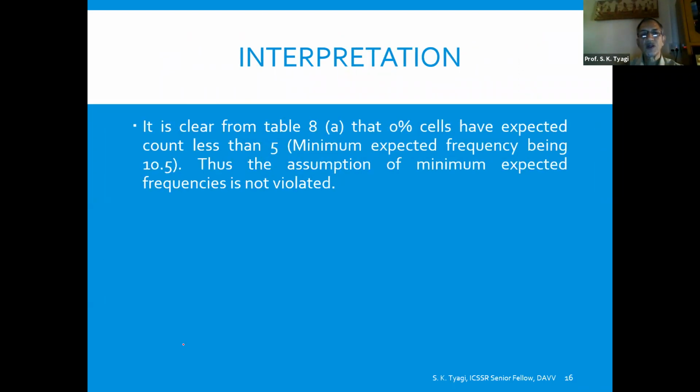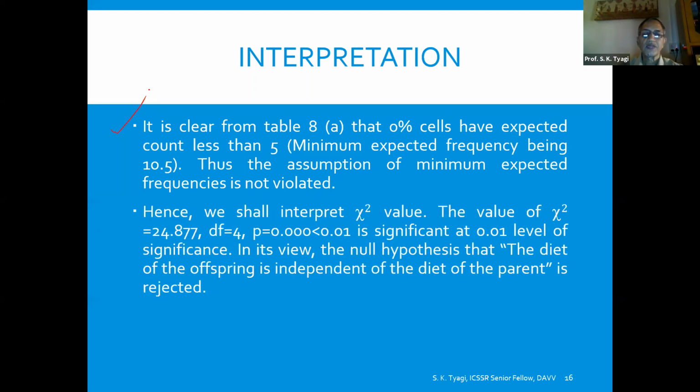So we come to the interpretation. It is clear from table 8A that 0% of cells have expected count less than 5, the minimum expected frequency being 10.5. Therefore, the assumption of minimum expected frequency is not violated. So we check the assumption. Therefore, we will interpret the chi-square value and not the likelihood ratio.